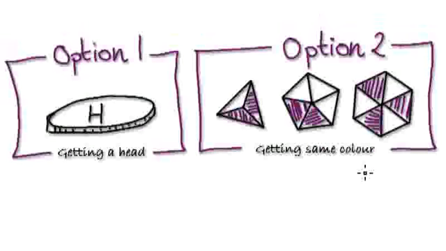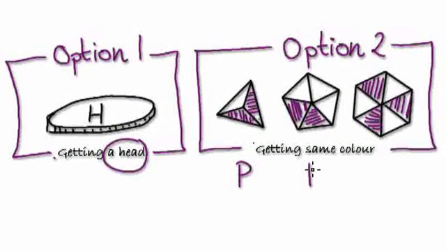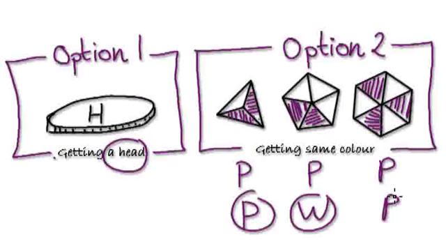Okay, which option's better here? Is it easier to flick one coin and get a head, or is it easier to spin all three, but all the colors have to be the same? So it has to be purple, purple, purple. This is not a good outcome here, because all three have to be the same. Okay, this is a good outcome. This is a bad outcome.